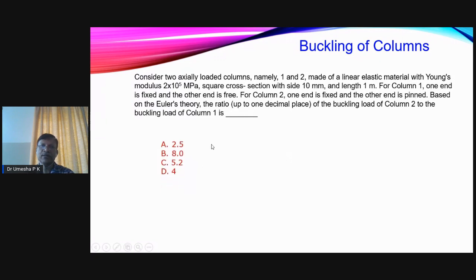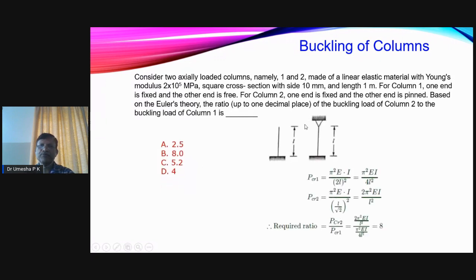You want to know the ratio. In column 1, it's fixed and free, and in column 2, fixed and hinged. So we know what the effective length is. If it is a free end, the effective length is 2L. If it is hinged at the top and fixed at the bottom, it will be L by root 2. If you substitute all the things, you will get the ratio, which is 8. So answer B is the correct answer.